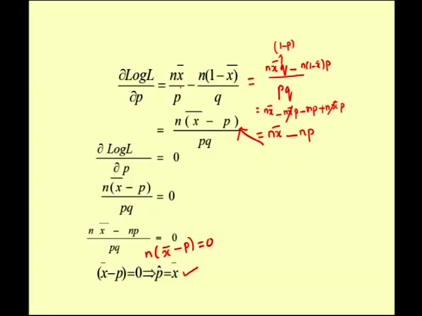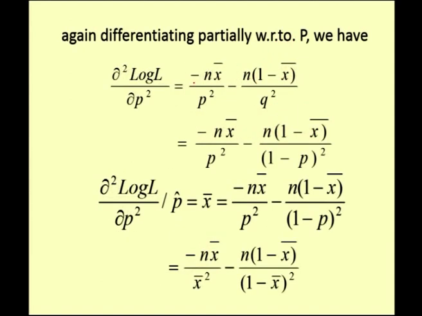Now to assure that the given estimator is an MLE, we have to differentiate again the original equation with respect to p, that is we have to differentiate this particular equation with respect to p. So when you differentiate, you get minus n x bar by p squared minus n into 1 minus x bar by q squared. So writing this equation: minus n x bar divided by p squared, minus n into 1 minus x bar, and q squared can be written as 1 minus p the whole squared.